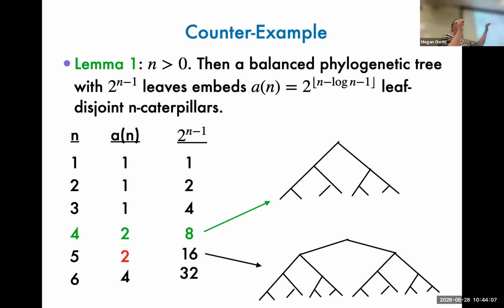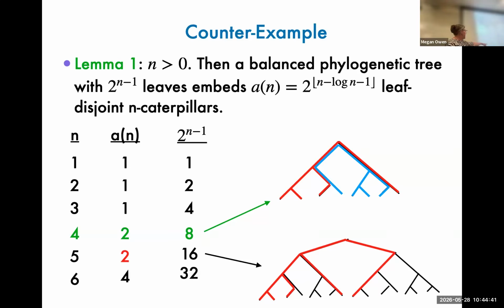You want to put your leaves on these trees in such a way that it's hard to find a maximum agreement tree. One thing you can note is that you can embed caterpillars in them. So that's a caterpillar there, and I can embed another one. So these are disjoint caterpillars. I mean, they're allowed to share edges up here, but on the leaves, they're disjoint.